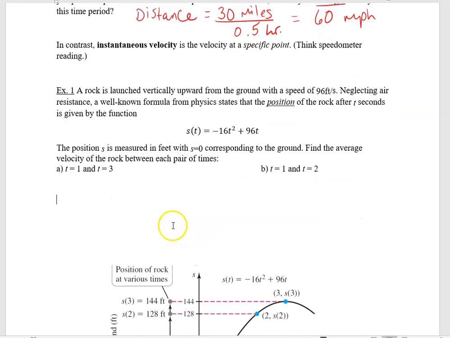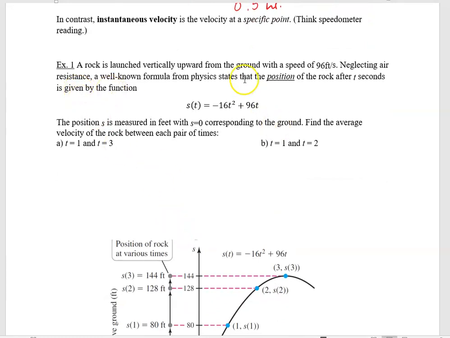Let's keep going. Let's talk about the next example. A rock is launched vertically upward from the ground with a speed of 96 feet per second. A famous formula from physics tells us that the position of the rock after t seconds since we've launched it is given by this function. And it says S is the position measured in feet. So that's what you want to pay attention to. S is measured in feet. And of course, time t is measured in seconds. And it says find the average velocity of the rock between each pair of times.